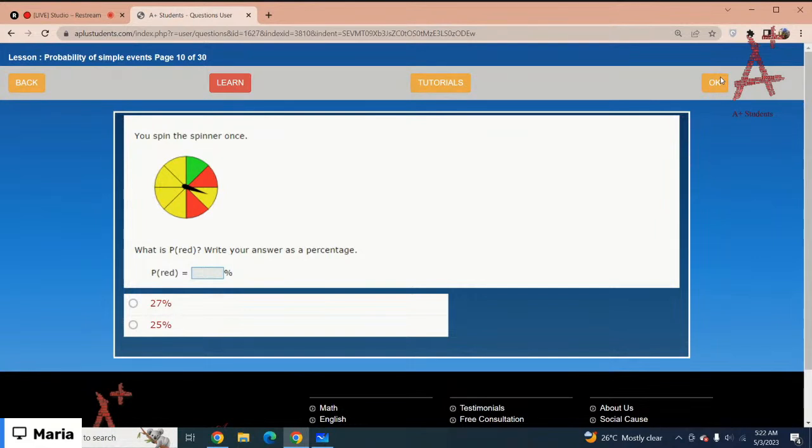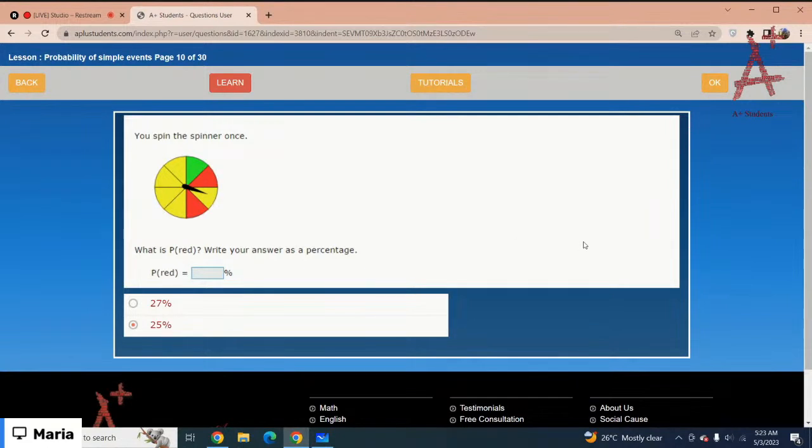You spin the spinner once. What is the probability of red? Write your answer as a percentage. So which is the correct option? Two of them are red. So you have to do 2 over 8. Got it? And 2 over 8, when you divide it, you need to multiply it by 100. So yes, that would be 25%.